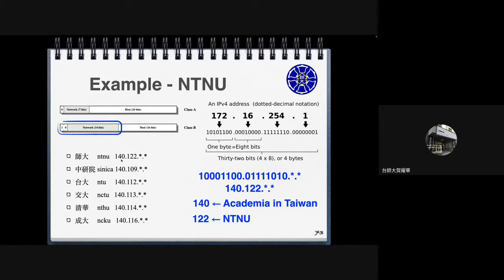So if you see 140.112, that's always a data IP packet from NTNU 从师大来的。Then of course from Academia Sinica 中研院是109，台大是112，交大是113，so on and so forth， 成大 so on. So if you see any of those IP addresses at different places, you already know where they are from. Okay. So this is what the IP classification is for IP datagram.